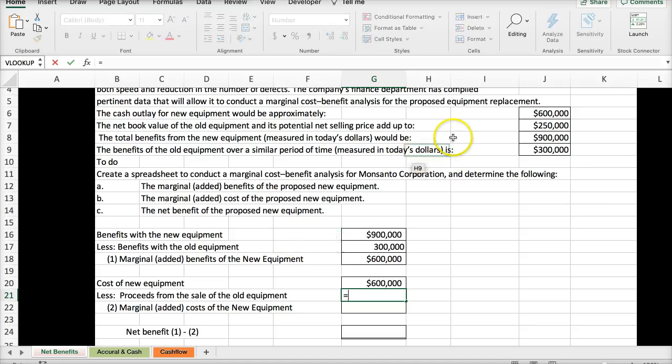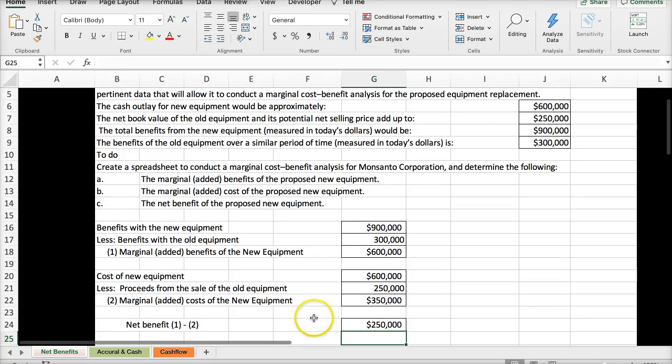If we were to sell the old equipment, which we'd sell at the book value, we could see the actual marginal cost, which would be the new equipment less the proceeds of the sale of the equipment, so it'd be $350,000. So the net benefits are going to be the marginal added benefits minus the new marginal added costs. So $250,000 would be the net benefits.